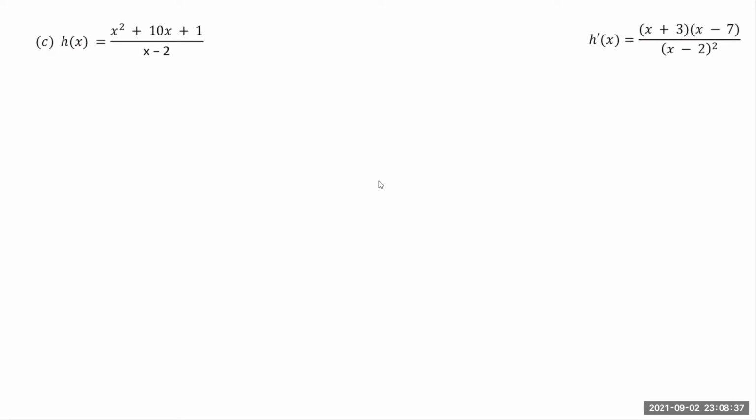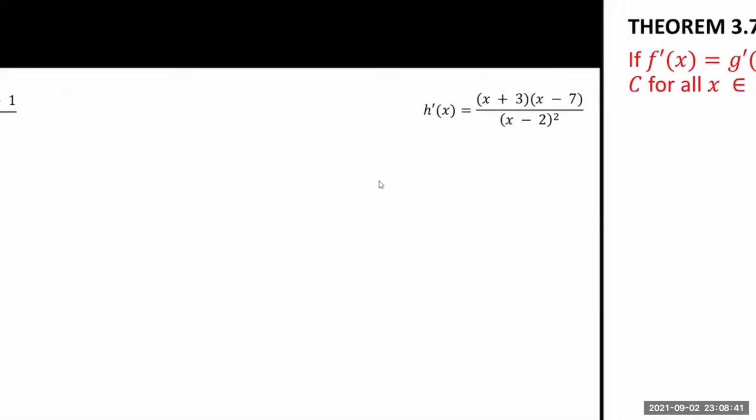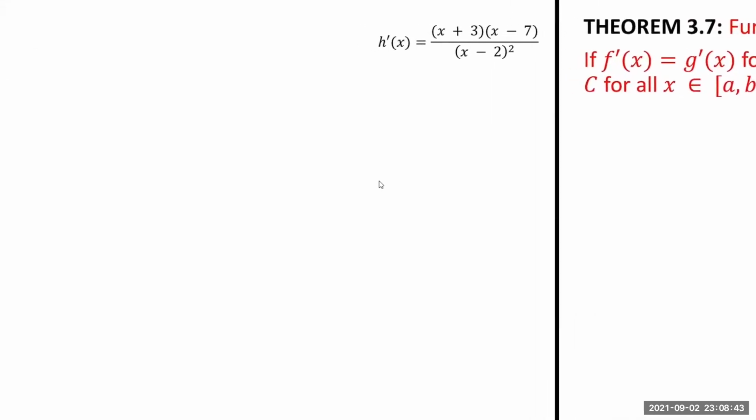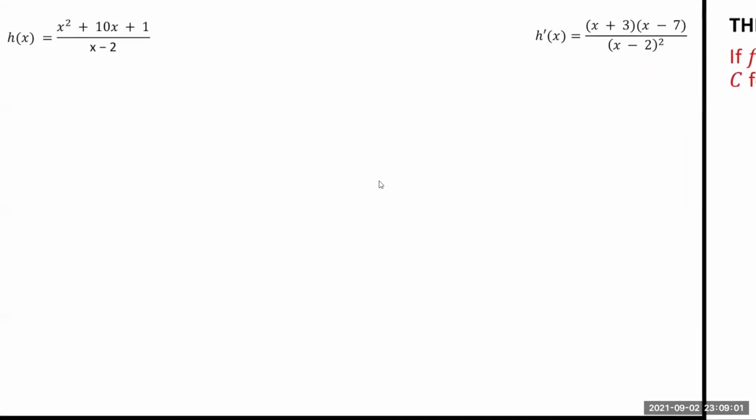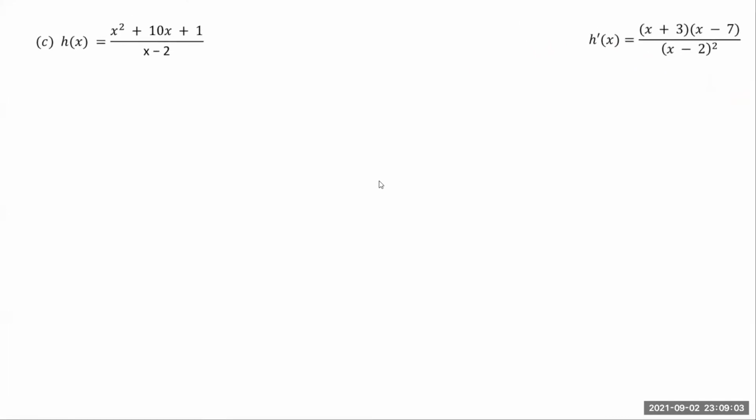For that, I'm going to have to find the derivative. So here is the derivative. Please make sure that you try this one and show that this is the derivative. If you find the derivative, you will get h prime of x is equal to (x plus 3)(x minus 7) divided by (x minus 2) whole squared. You should be able to prove that. Now that I have the derivative, I can construct my sign chart.